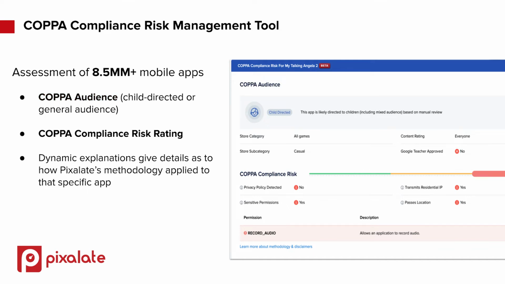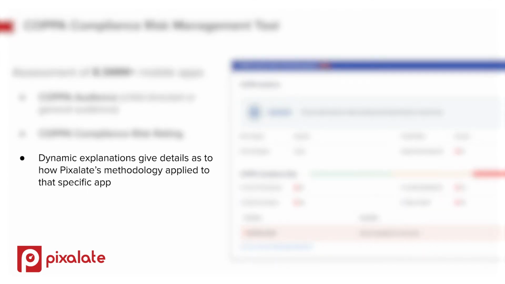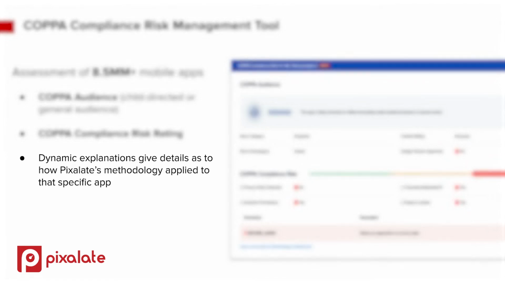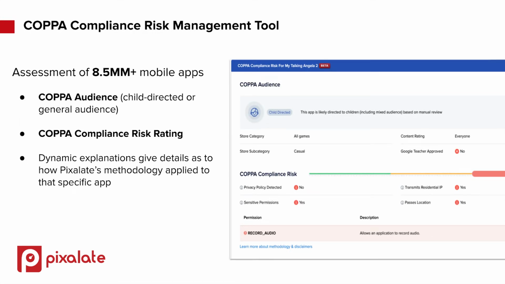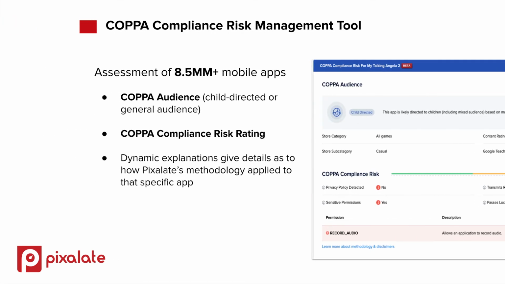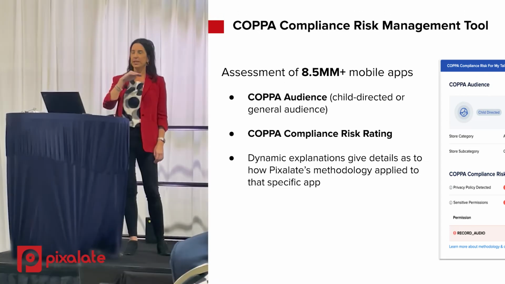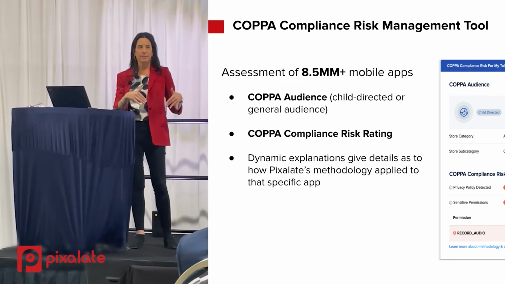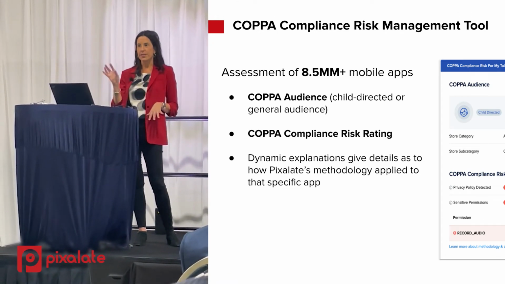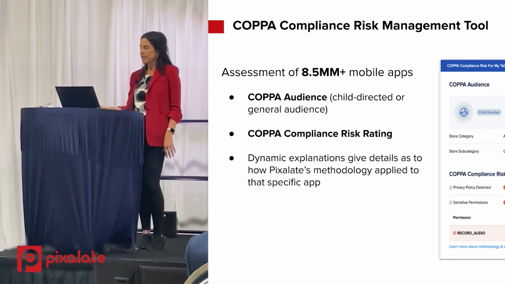And then there's a dynamic explanation for each app that indicates, for example, this app was in the games category, the content rating was everyone, and it had child-related keywords. So it will indicate why, under the automated assessment, it got placed in that audience category.